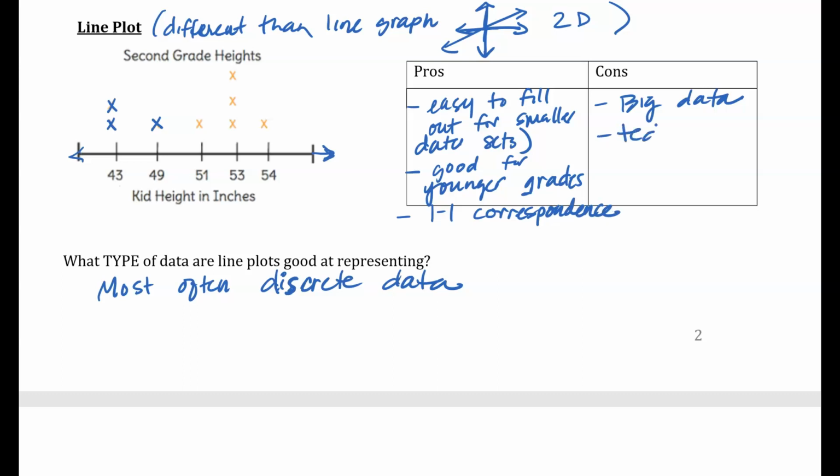It can be tedious for sure, but I think when we're just starting with graphing with the younger grades, it can be good. Oh, and you know what else I forgot? Pros, I'm going to say it's easy to spot high and low points. So it's easy to look at and be like, oh, there's a clear winner here. There's more people that are 53 inches tall because you've got that high point.